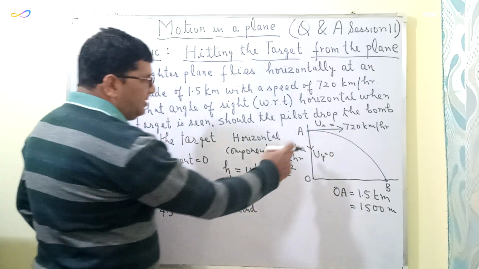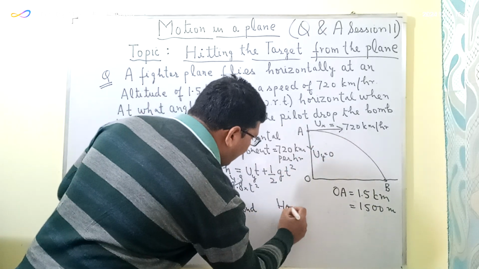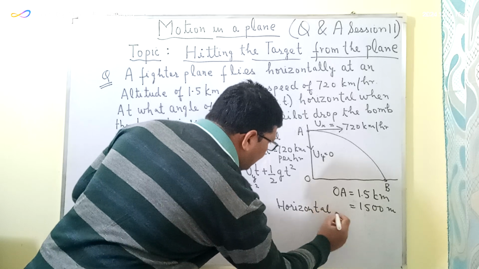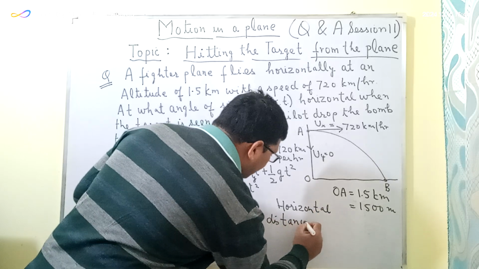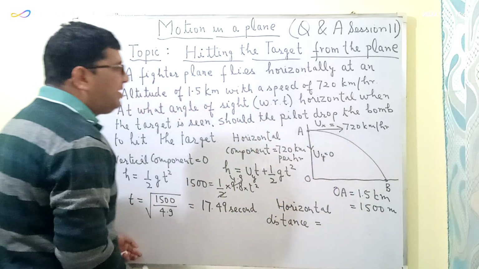So the horizontal distance traveled by this bomb will be equal to 720 km per hour.